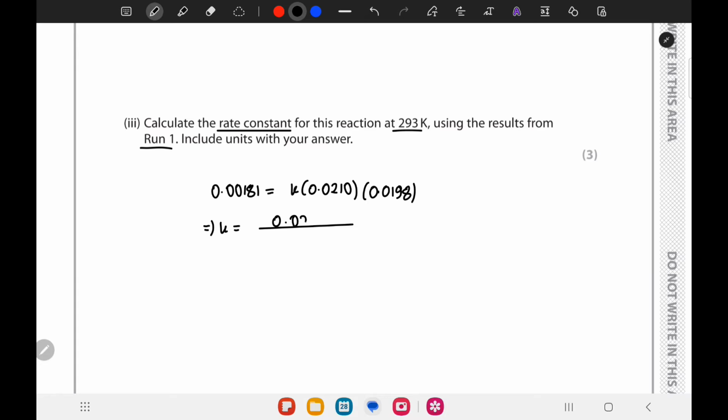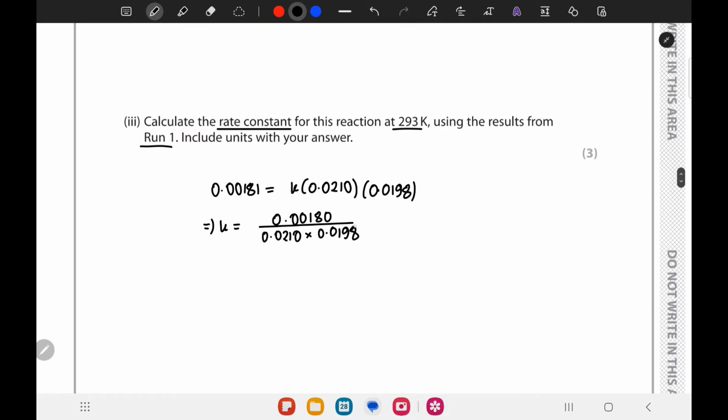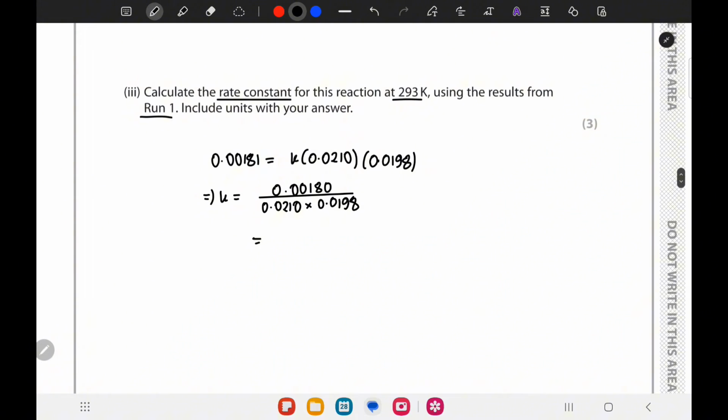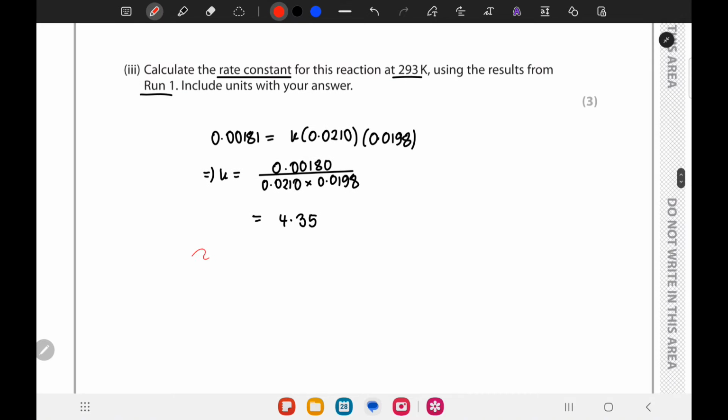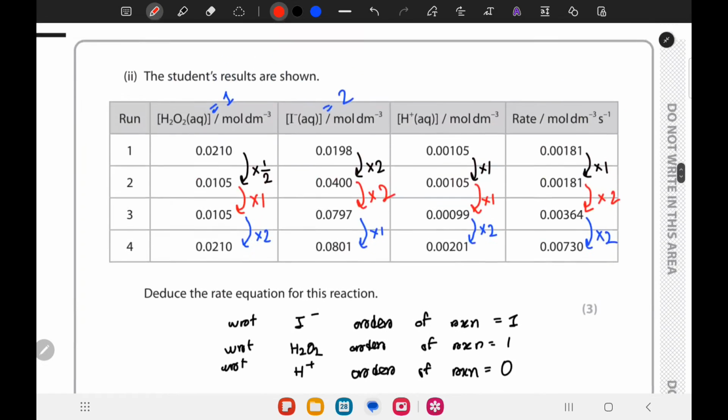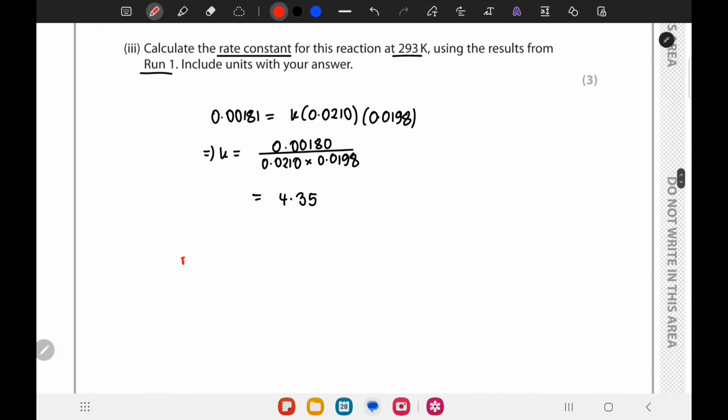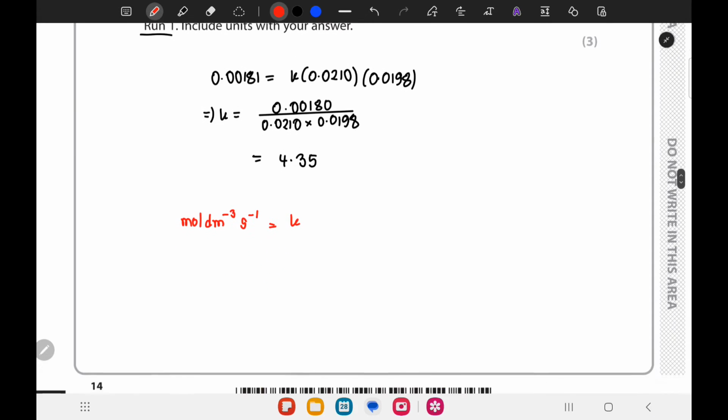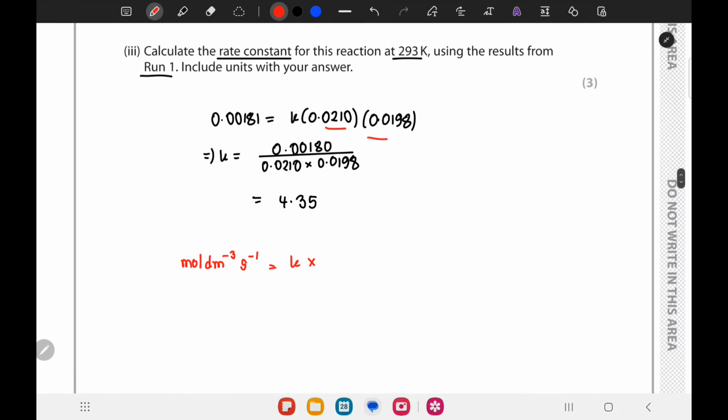So I get 0.00180 divided by 0.0210 multiplied by 0.0198. If we calculate this, we get a value of 4.35. We also have to calculate the units. Now, if I calculate the units, the rate over here is given in mole per dm cube per second. This is K over here, and we multiply 2 concentrations with it. The concentrations are given in mole per dm cube.